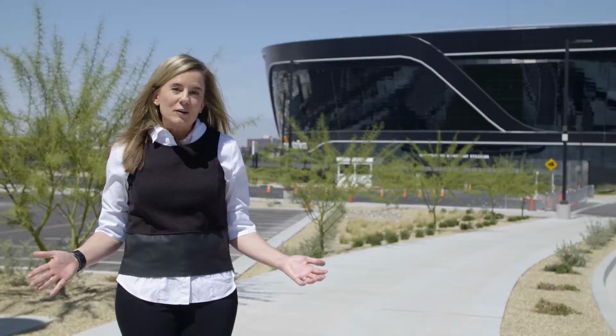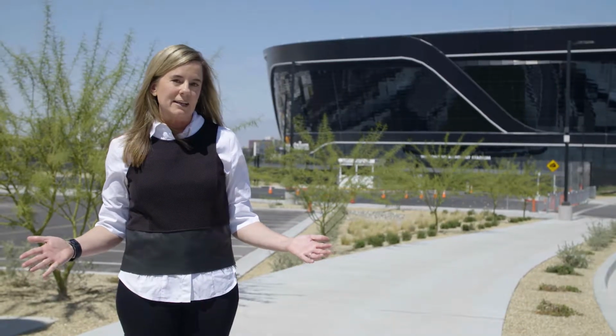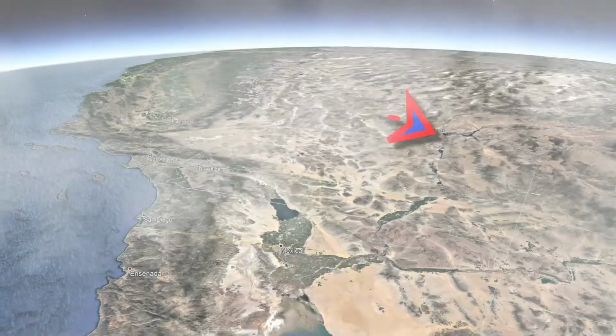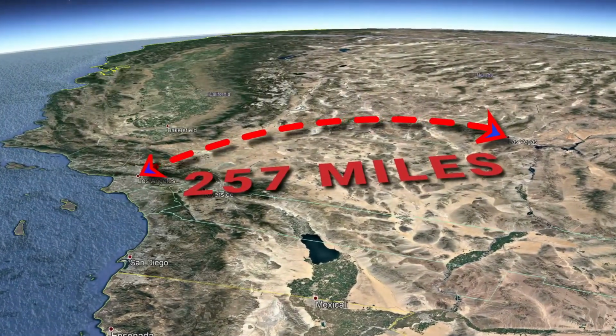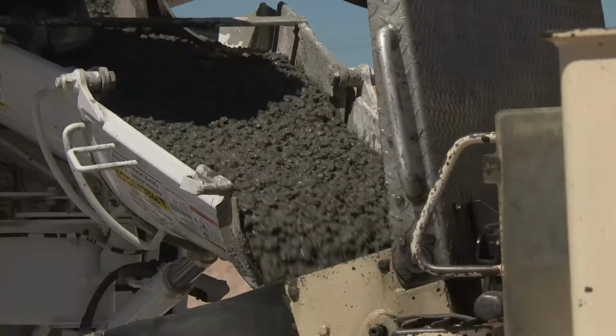There was so much concrete used to construct the stadium site that you could build a sidewalk all the way from Las Vegas to Los Angeles, 257 miles. That's a lot of concrete.